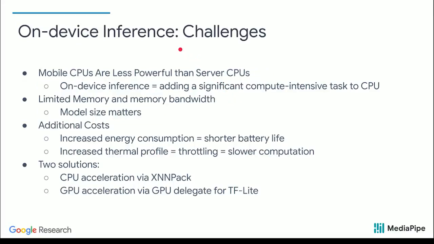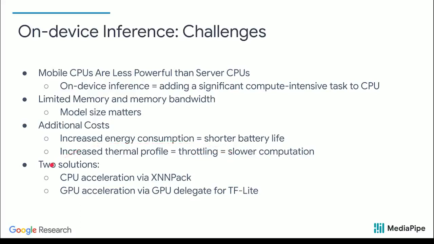Second building block is accelerating on-device ML inference. On-device inference is fairly challenging because mobile CPUs tend to be much less powerful than server CPUs, and inference by itself is costly, so we're adding yet another compute-intensive task to CPUs. We also have limited memory and memory bandwidth, so model size really matters. Smaller models are preferred, and we have to deal with additional costs. For example, increased energy consumption results in shorter battery life for users, and then we have a thermal profile that's more complex, and we have to deal with throttling and ergo slower computation.